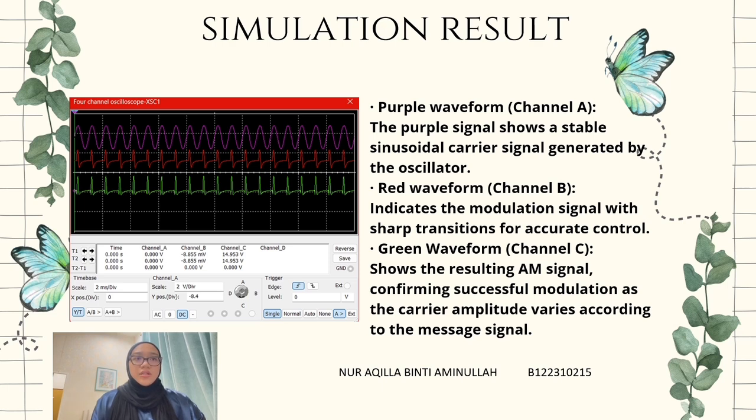And then the red waveform, channel B, indicates the modulation signal with sharp transition for accurate control. And lastly, the green waveform, channel C, shows the resulting AM signal, confirming successful modulation as the carrier amplitude varies according to the message signal.